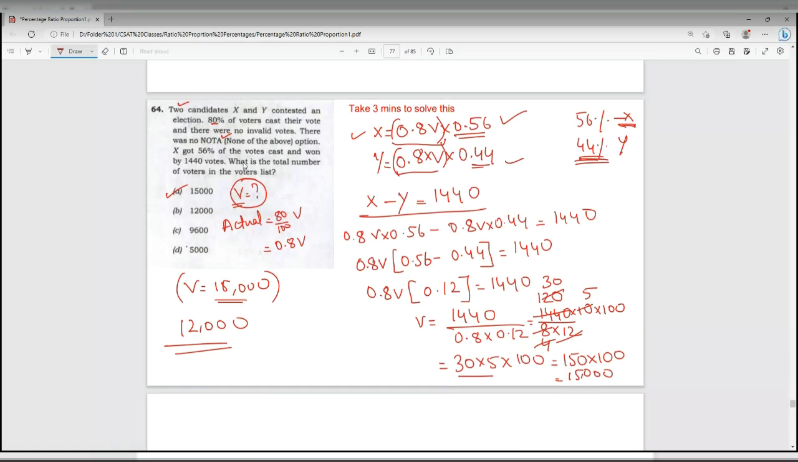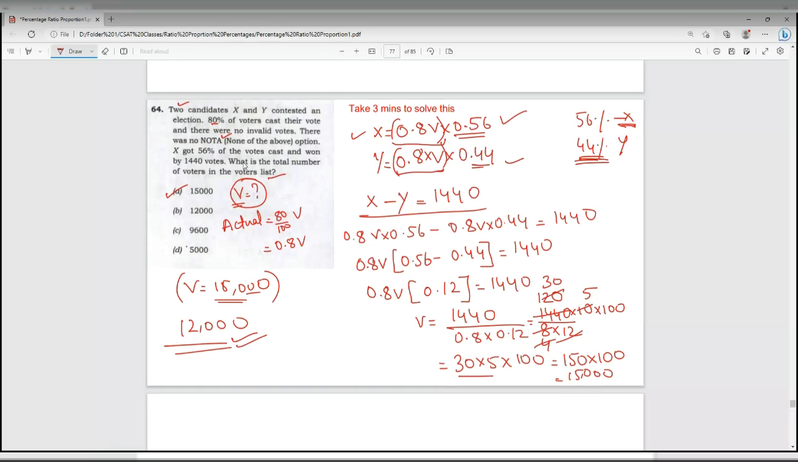And this is the number of total voters who have come to vote. Normally, all the people who are in the voter list won't come to vote. Only a few people come. In this election, there was 80% turnout. So out of 50,000 voters in the voter list, only 12,000 came to the voting stations and voted. So that 12,000 would be represented by 0.8 into V. V is 15,000. So that V we had calculated here.